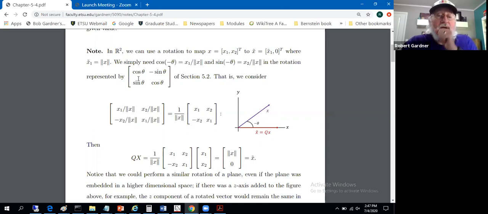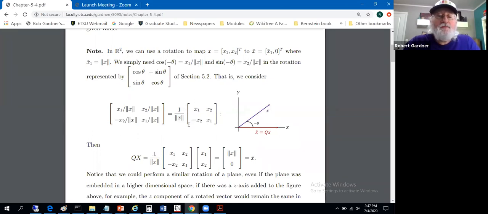So we replace the cosines and the sines with the appropriate parameters in terms of components of x and the norm of x. That produces this matrix, and that should take vector x in the xy plane and rotate it around so that it lies along the x-axis. We can check that real quick.